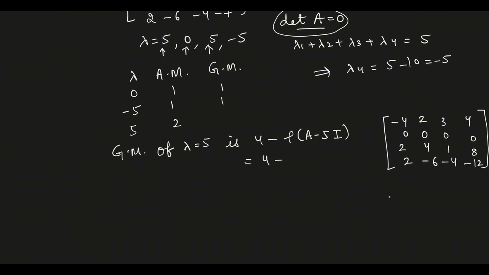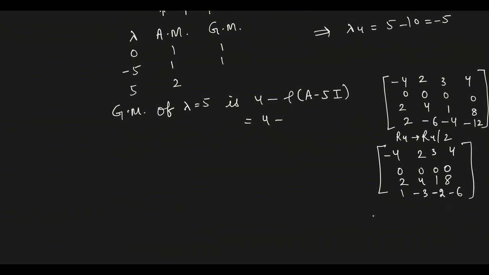3, थोड़ा सा इसको करते हैं. R2 और 4 plus 4. पहले ऐसा कर देते हैं, इसको 2 से डिवाइड ही कर देते हैं R4 को. -4 2 3 4 0 0 0 2 4 1 8 1 -3, -2, -6.